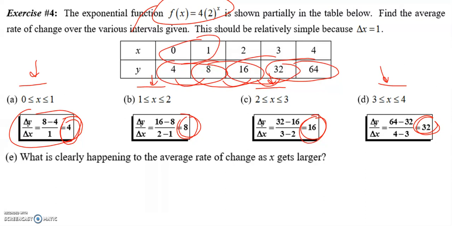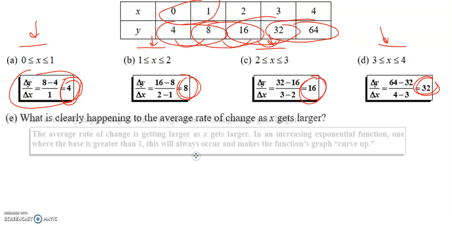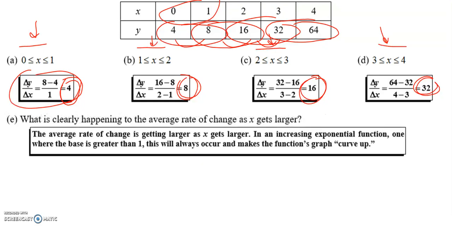All right, what is clearly happening to the average rate of change here as it gets larger? I guess I kind of already talked about it, so we could just write these in. It should come up here. Maybe there it is. So the average rate of change is getting larger as x gets larger. In an increasing exponential function, one where the base is greater than 1, this will always occur and make the function's graph curve up. So it's going to increase each more, so that's when we start getting that curve action here, not a straight line.